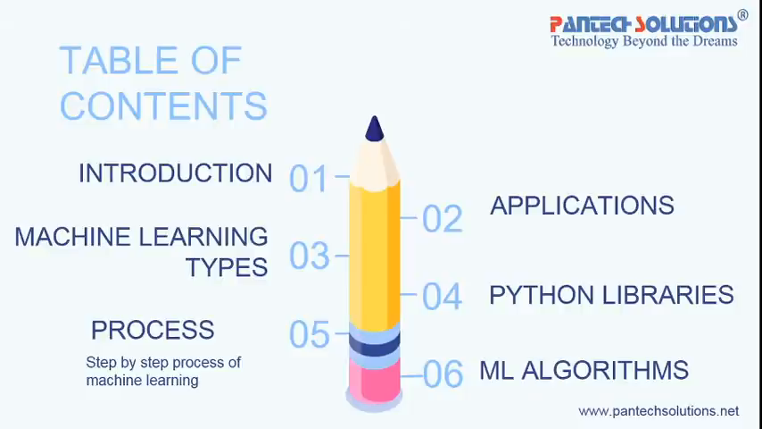First of all I will give the introduction, and then applications: in what domains we are using machine learning applications, and the machine learning types. About types, a lot of videos will be there, but mine is something different. Then Python libraries. Libraries are the important part: if you want to develop anything, we need to know about libraries. Then the step-by-step process. Using my data set of liver disease, I will tell you how to develop the code, and finally I will cover machine learning algorithms. So these are the table of contents for today's session.